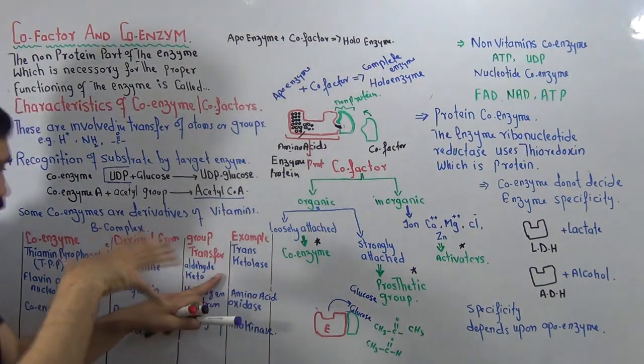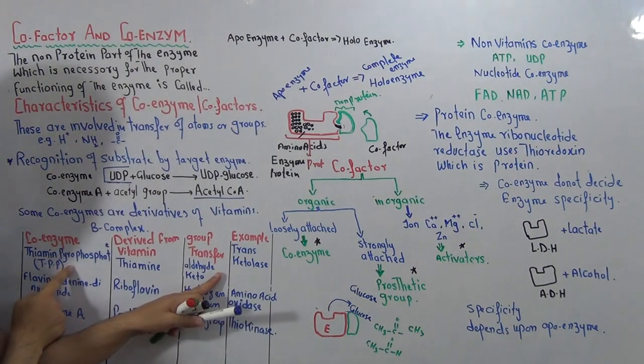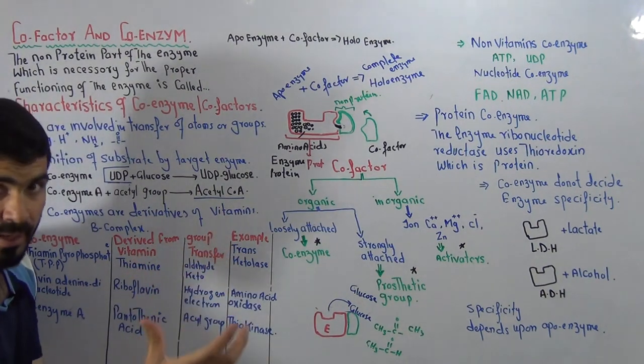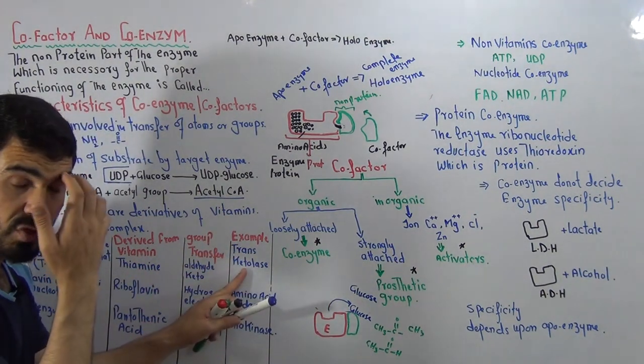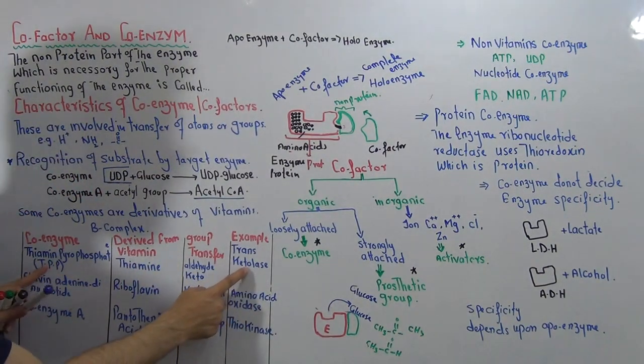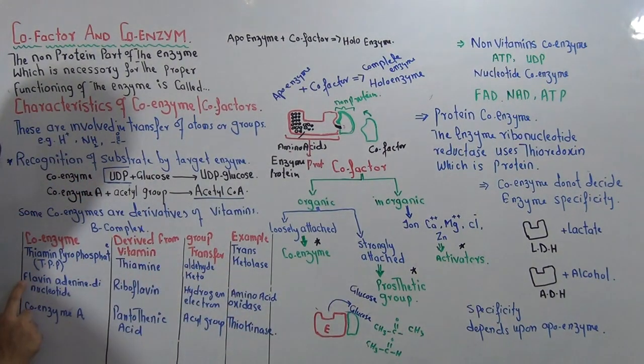The example of an enzyme which contains TPP as a coenzyme is the transketolase enzyme. The name of the enzyme is transketolase. Its coenzyme is TPP. Then we have another example, flavin adenine dinucleotide, which we can write in shortcut as FAD.